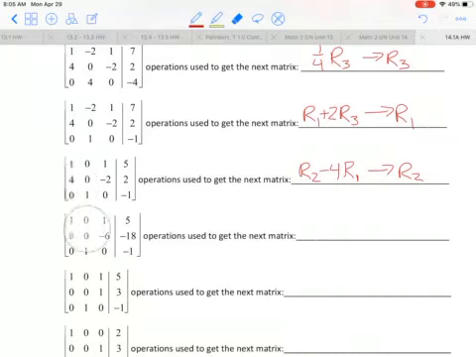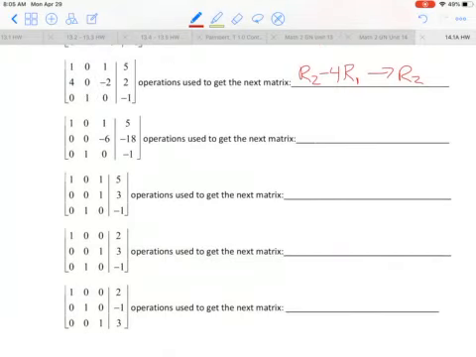Okay, on the next one, to go from this one to this one, we're going to take row 2 and do something to it. And if you notice, 0 stayed the same, 0. Negative 6 was the first number to change, and it's going to a 1. So I know I'm going to multiply or divide there. So remember, anytime it goes to a 1, it's multiplying or dividing.